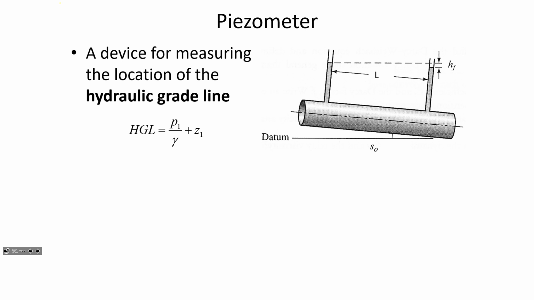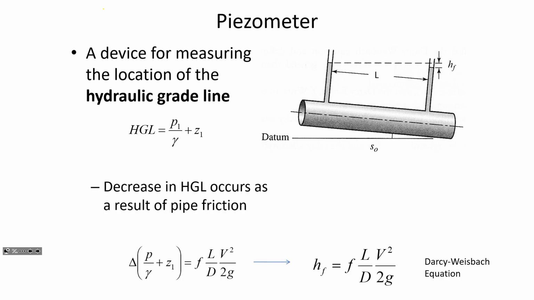So the hydraulic grade line is the pressure head plus the elevation head, and that's what a piezometer is showing: the hydraulic grade line. If we want the energy grade line, then we have to add in the effect of the velocity head. So the energy grade line would be above that. But the piezometer itself traces out the hydraulic grade line. And the HGL goes down because of pipe friction.